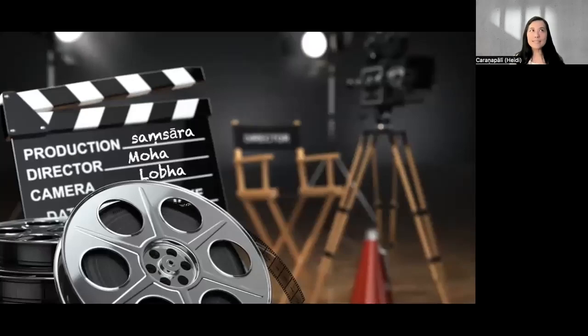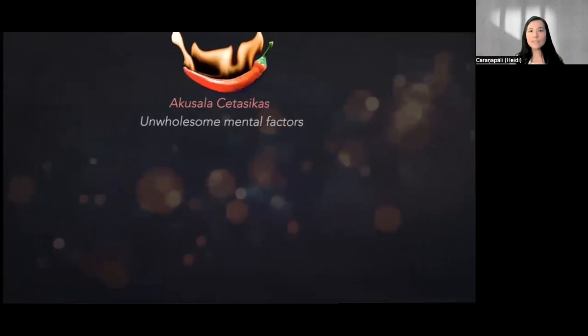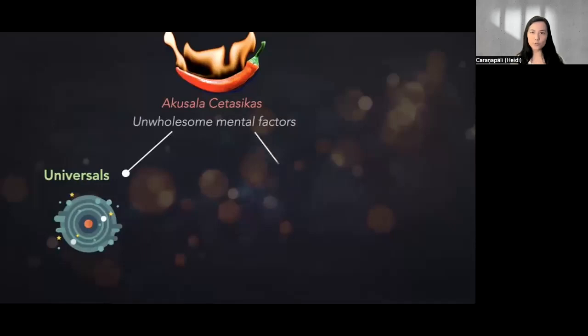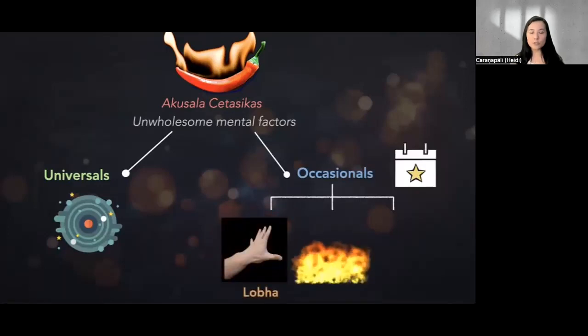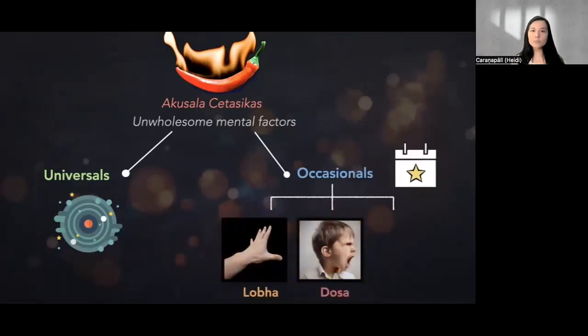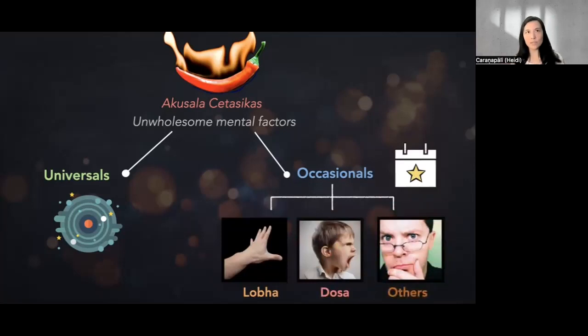Okay, so let's see. The Akusala cetasikas are also divided into 2 groups, universals and occasionals. Occasionals are further divided into different groups. We have the Lobha group, the Dosa group, and the others, some other ones that are in another group.